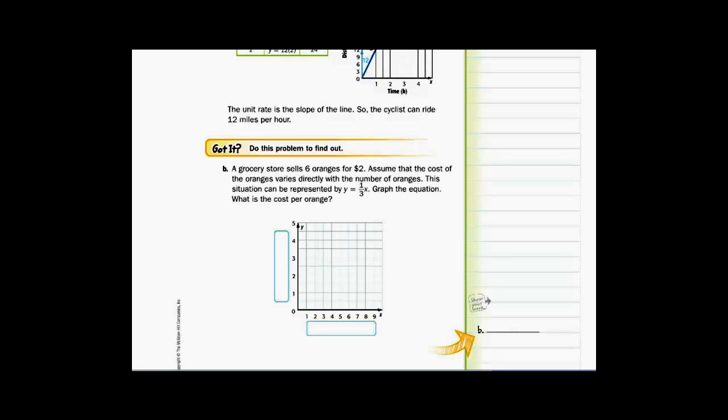All right. So it says right here that the cost varies directly with the number of oranges. So the cost varies directly. Remember, y varies directly with x. So the first one that's mentioned is our y. So that is the cost. So the cost varies directly with the number.